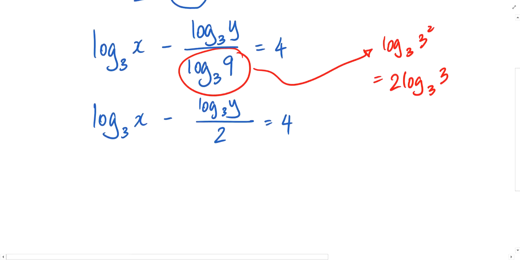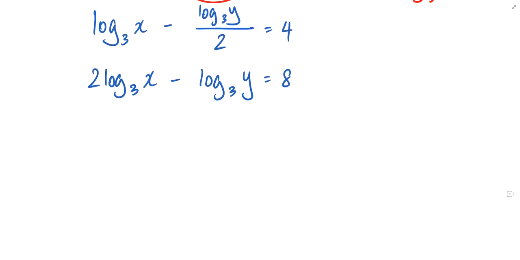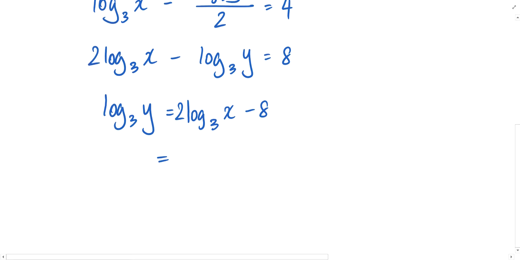How should I proceed from here? Make the 4 log 3 3. Times 2 throughout. 2 log base 3 x minus log base 3 y equals 8. What did the question want? Express y in terms of x. Okay, continue. Log 3 y equals to, and then change 8 to log 3 3.